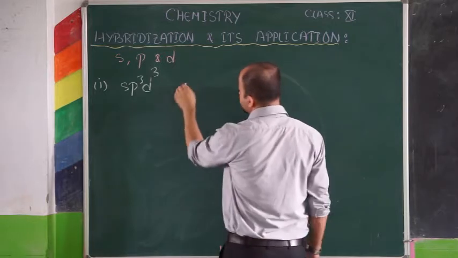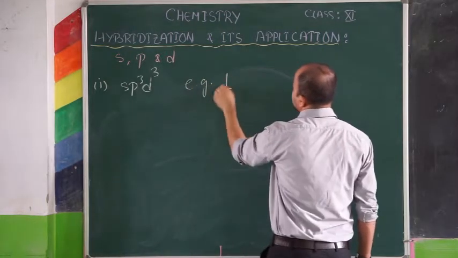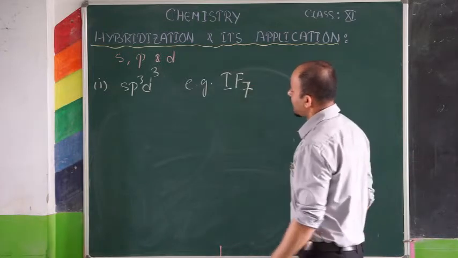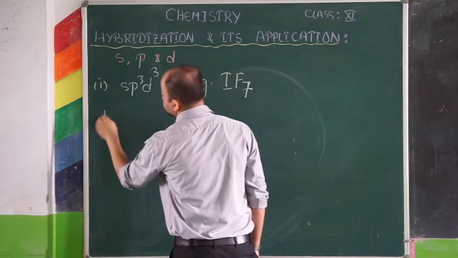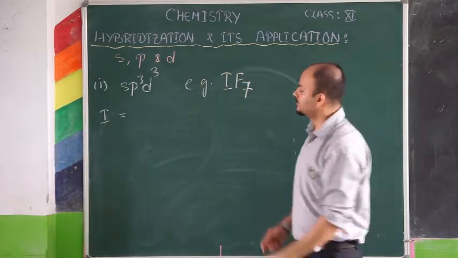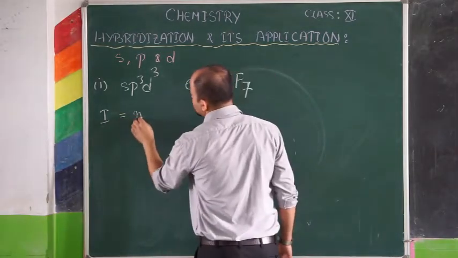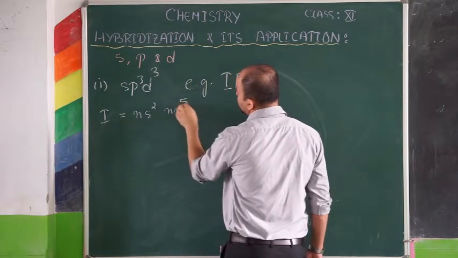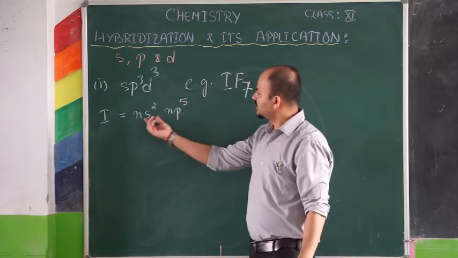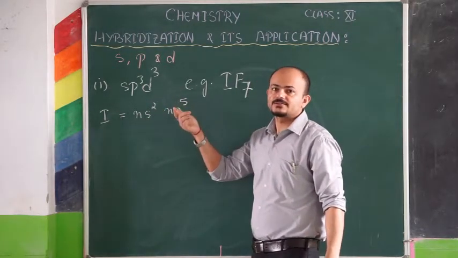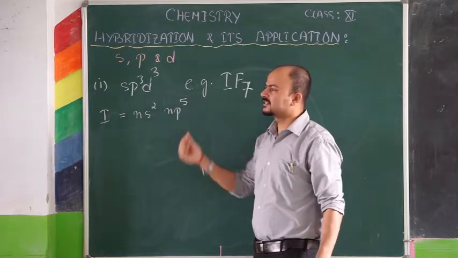So an example of such a molecule will be IF7. Okay, so iodine lies in group 7. Therefore, its electronic configuration will be ns2 np5. Group 7 means in the outermost shell it will be having how many electrons? 7 electrons. Therefore, 2 plus 5 is 7.